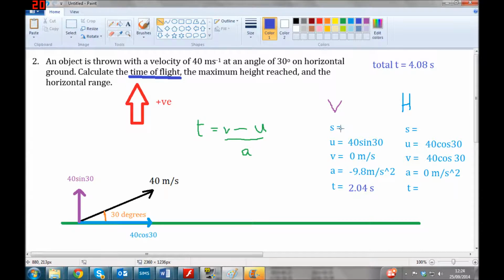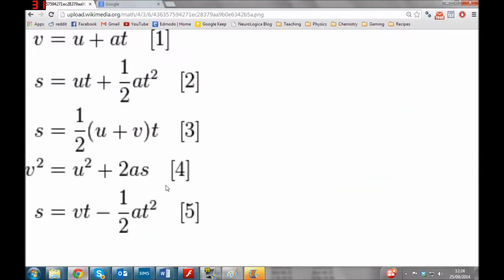So I could use s equals ut plus half at squared. I could use s equals v squared minus u squared over 2a. It's really up to you which one you do. There's honestly no difference. I'm not going to use s equals ut plus half at squared. Let's go back to here. So I could either use 2 or 4 here.